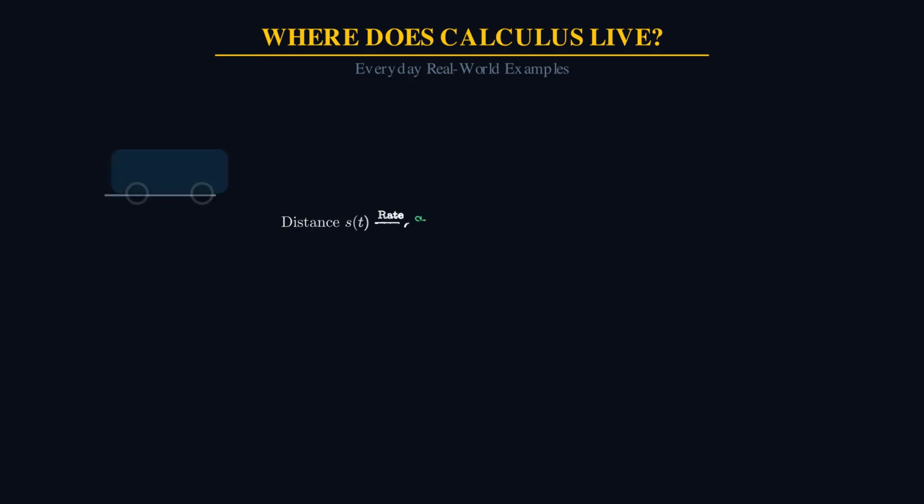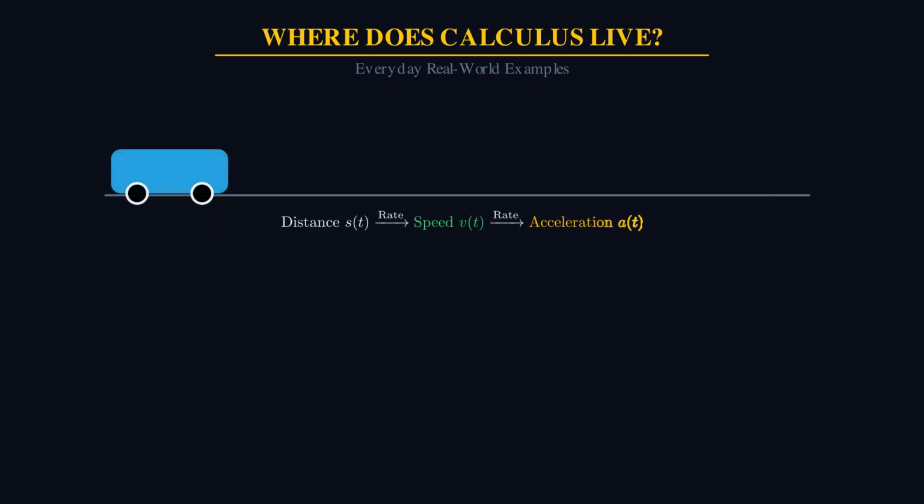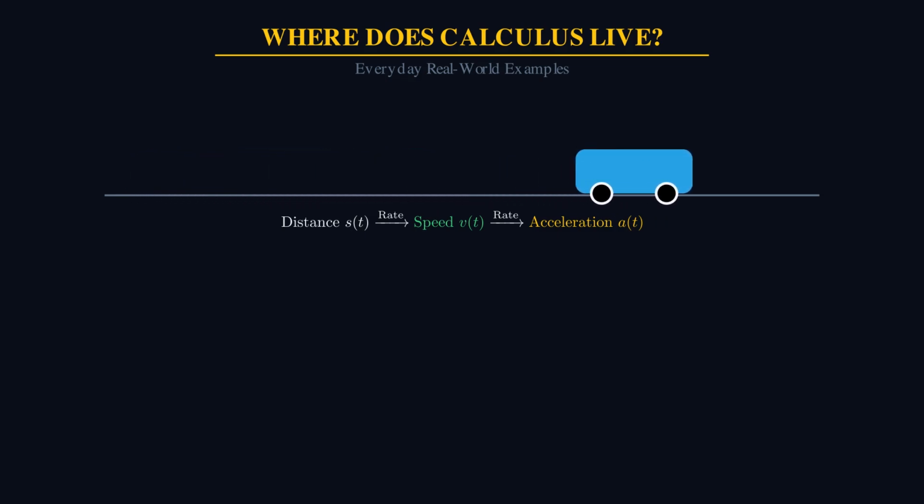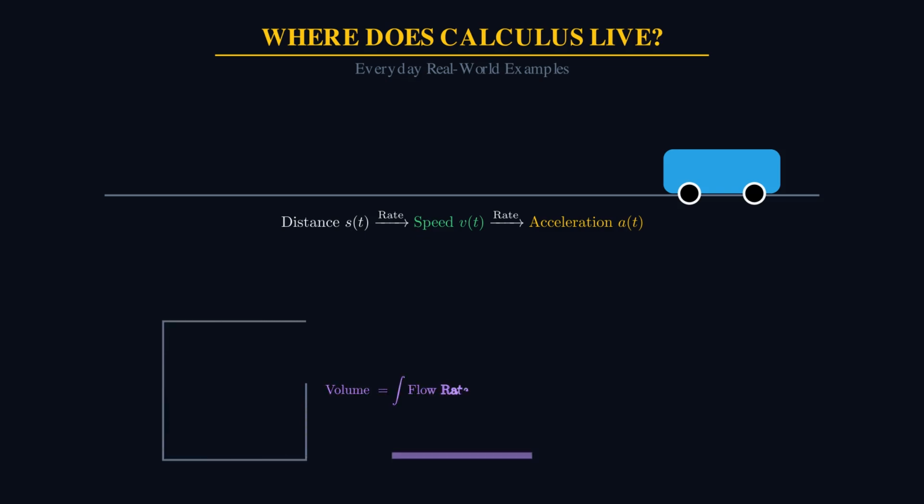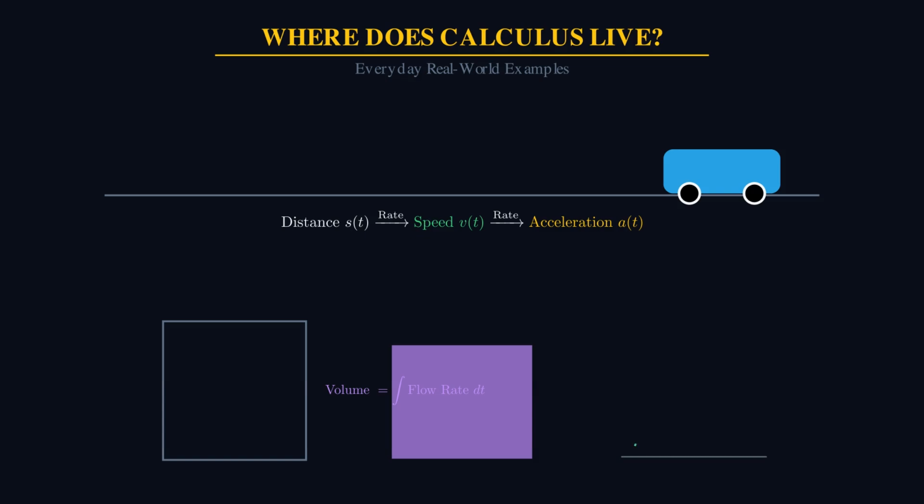First, consider a car. As position changes with time, calculus calculates speed, and how speed changes gives acceleration. Second, water filling a tank. Calculus describes how quickly the height rises and how much total liquid accumulates. Third, in business, profit graphs show where revenue grows fastest and precisely where profit reaches its absolute maximum.